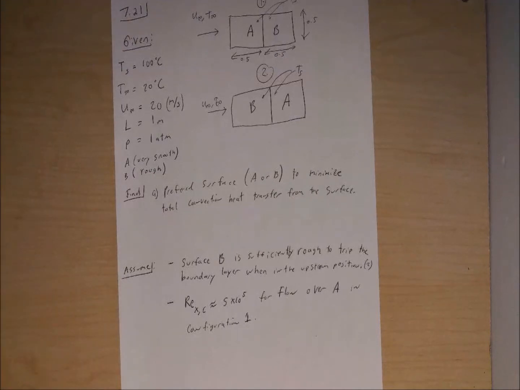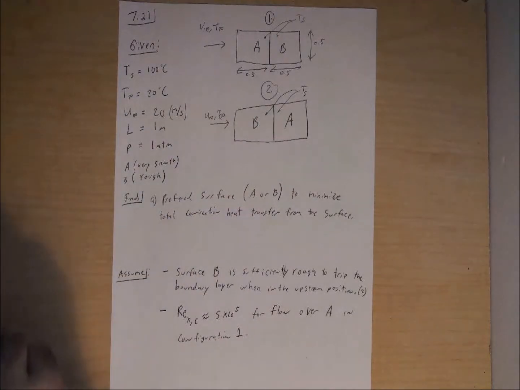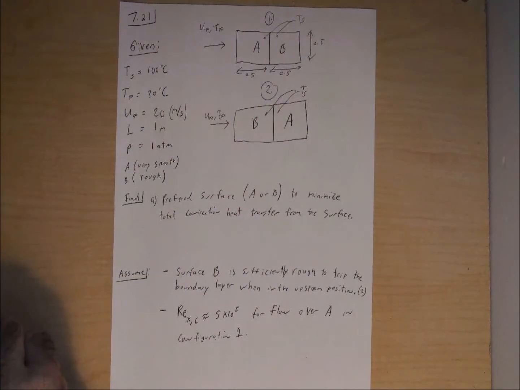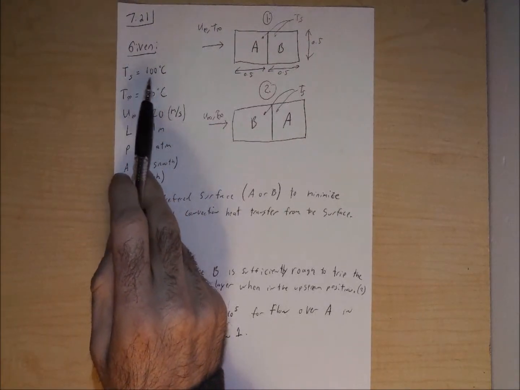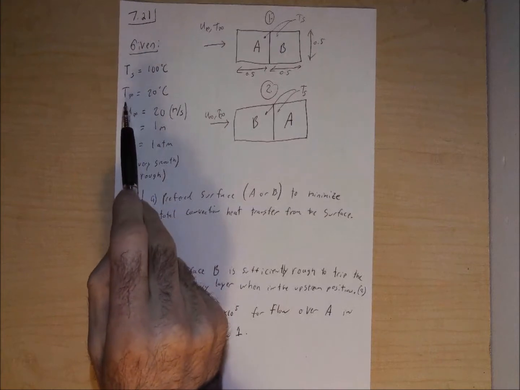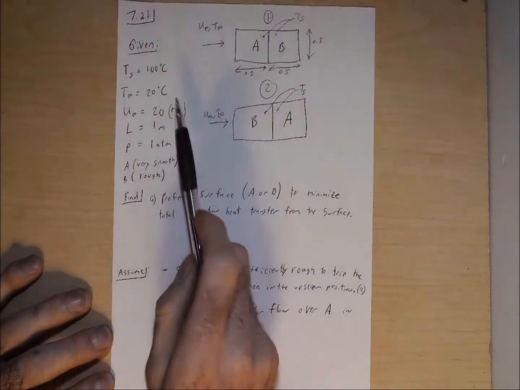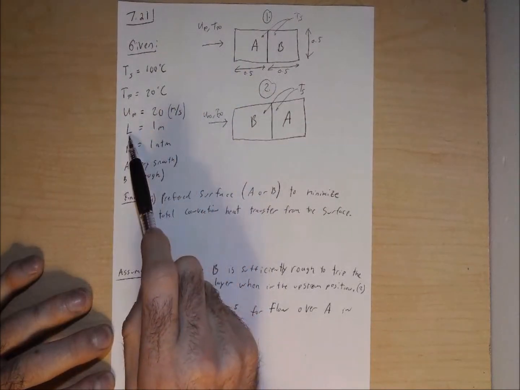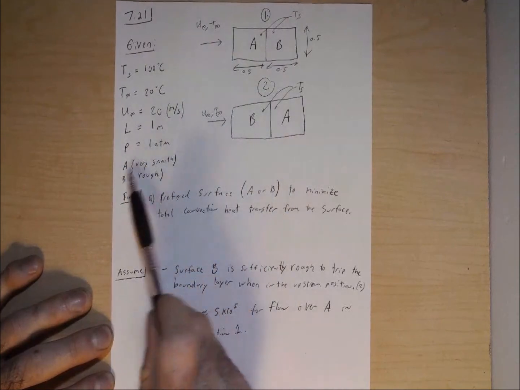So now that we've had a chance to read through the problem statement, the next step is to write down all of our variables, our knowns, what they're asking us to solve for, and any assumptions that we might make, along with a simplified version of our schematic diagram. So take a look at this problem here. What do we know? We know our Ts, surface temperature, is given as 100 degrees Celsius. Our surrounding ambient temperature, T infinity, is 20 degrees Celsius. U sub infinity is given to us as 20 meters per second. Our L is equal to 1 meter. Pressure is 1 atm.